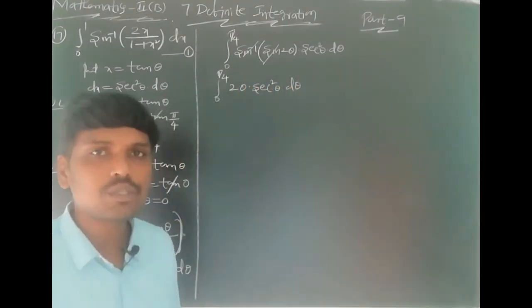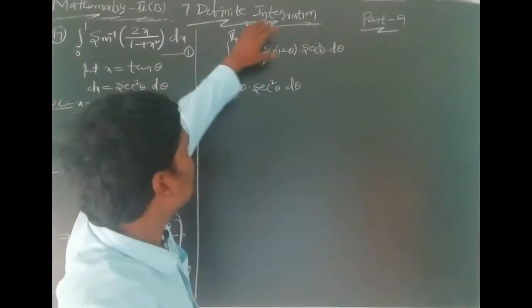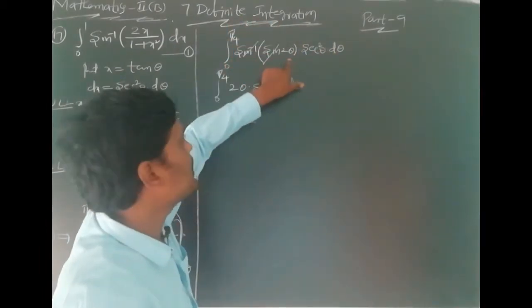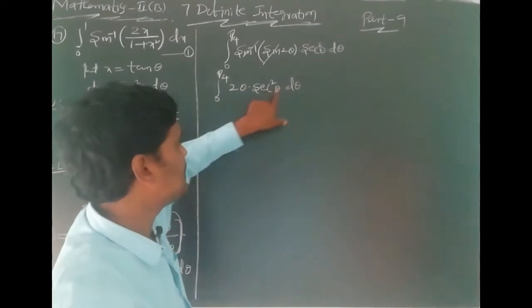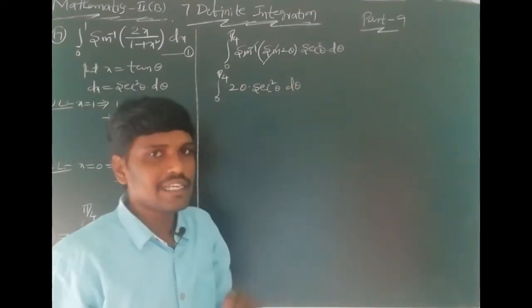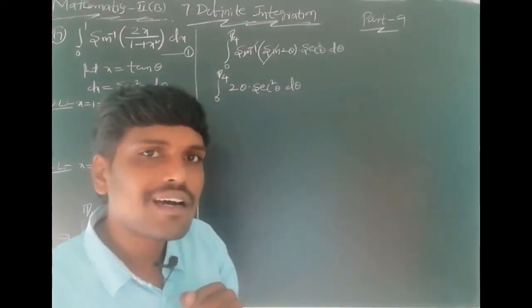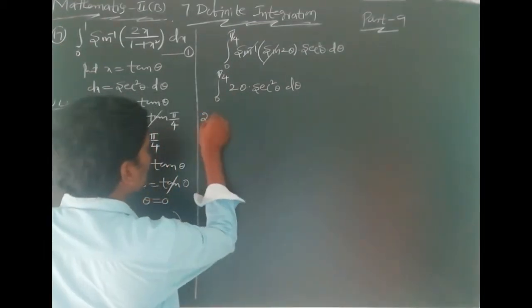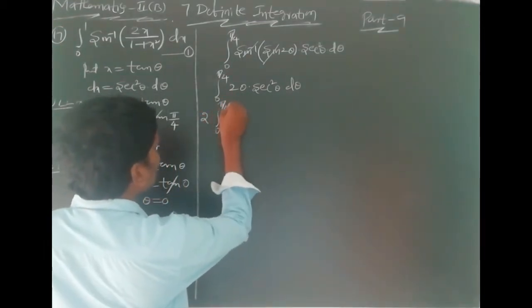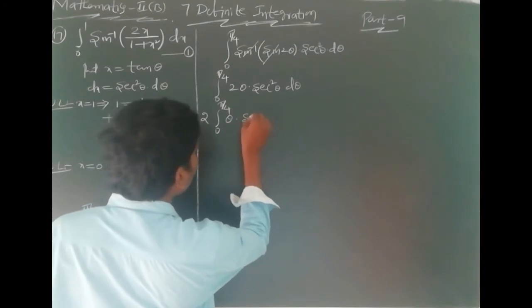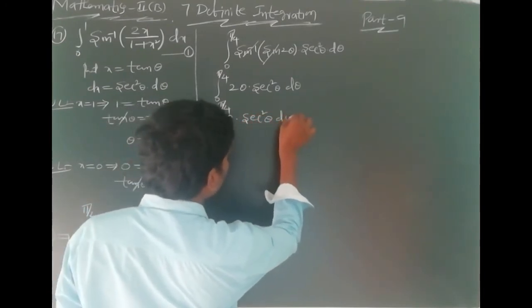Here sine inverse sine gets cancelled. You get 2 theta here, secant square theta is also there, and d theta is there. Which one is constant? Here 2 is constant, 2 can be taken common. Integral 0 to pi by 4 theta into secant square theta d theta.